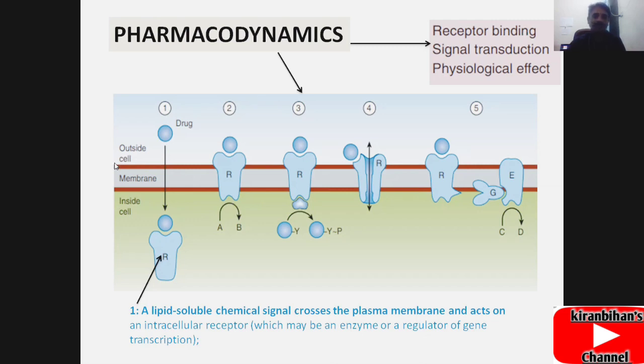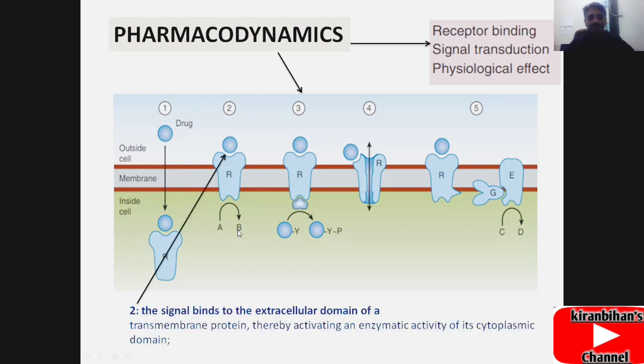into the cytoplasm and attaches with the intracellular receptors, and thereby through gene transcription, the pharmacological effects are mediated. And second, you can see the receptor is outside of the cell membrane as well as inside of the cell membrane. And this is a transmembrane receptor. The signal binds to the extracellular domain of the transmembrane protein, thereby activating enzymatic activity in the cytoplasm.